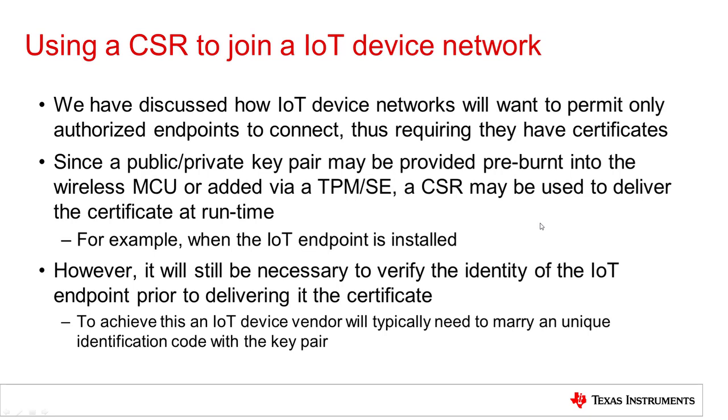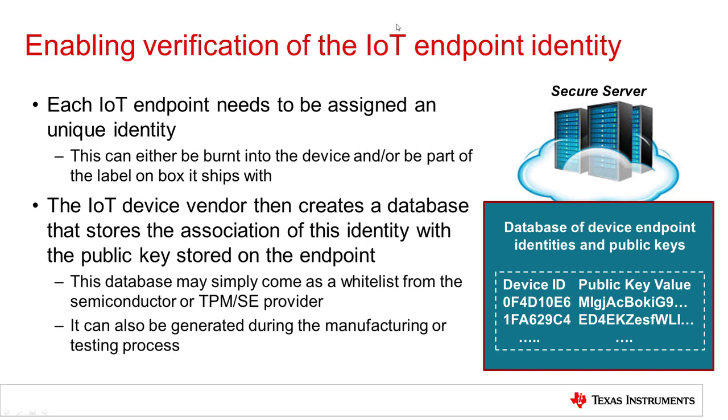However, the way CSRs work means that you have to do a little bit more than just a simple CSR to guarantee only authorized devices can join the network. And to do this, it's very useful if the IoT device also has a unique identity that can be used with the key pair to help verify its identity. To enable the device identity to be confirmed prior to issuing the CSR, it's necessary to have a database that matches a device ID with the public key value that the device will have in the certificate.